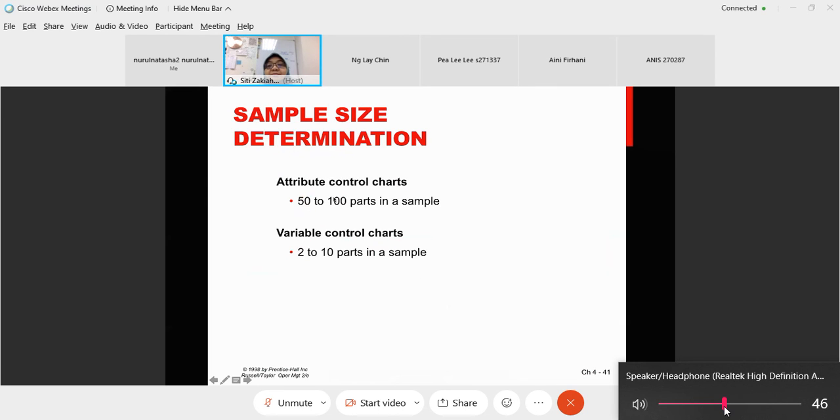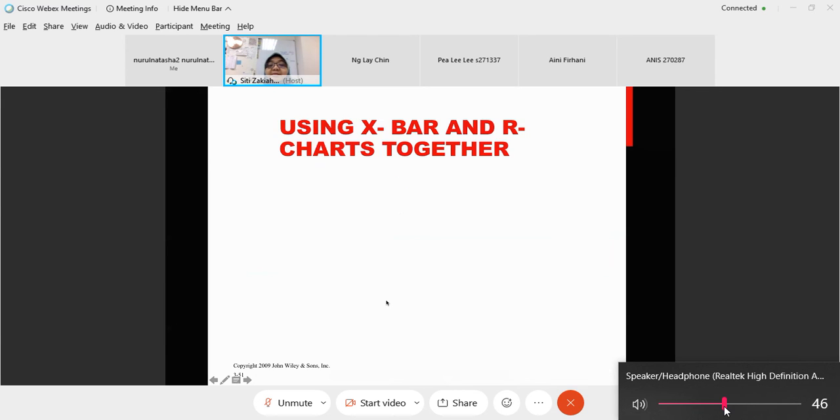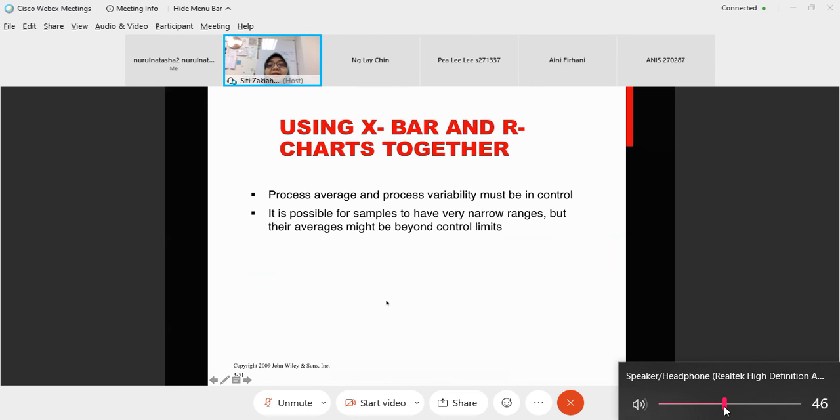For attribute data, you must have a lot of data, from 50 to 100 parts in a sample. For variable data, you don't need so much, only 2 to 10 parts in a sample. Process average and process variability: the process average is the X bar chart, and the process variability is the R chart. They must be in control.